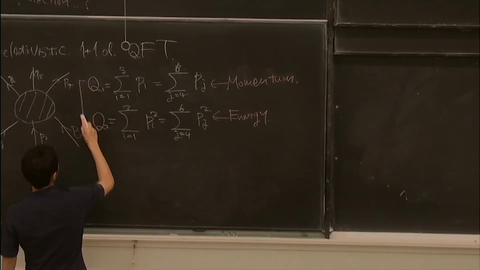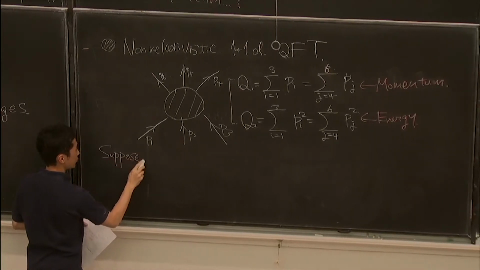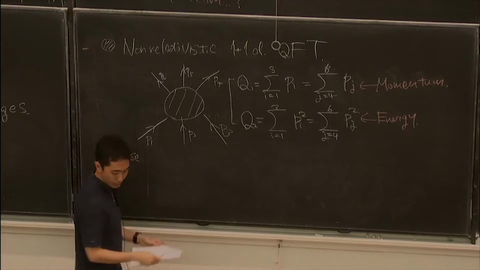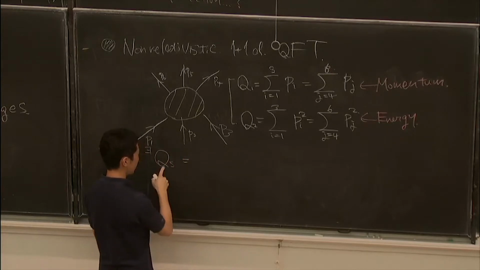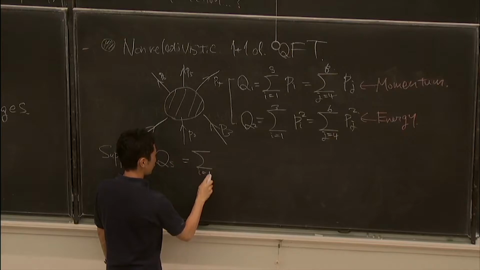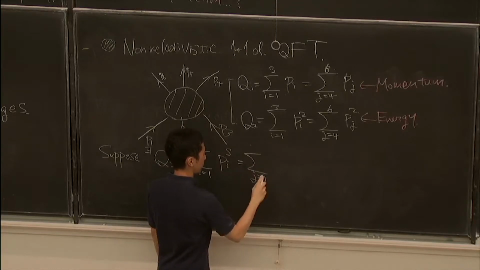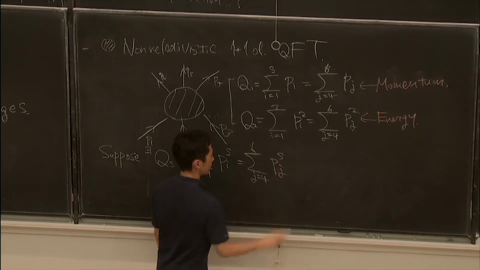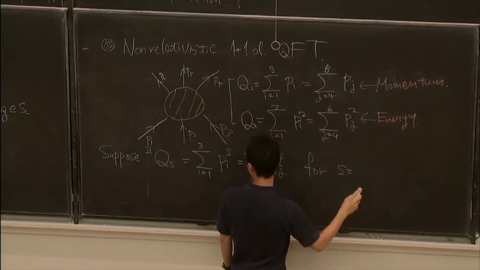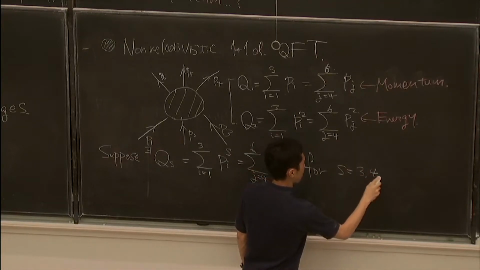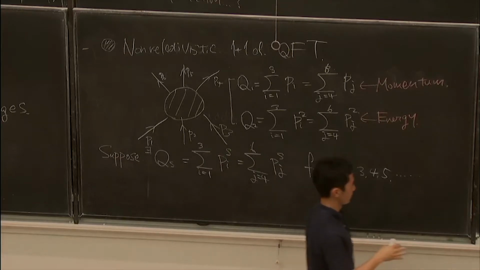But now I want to analyze the consequence of imposing the following. Suppose that, in addition to these two conserved charges, there are infinitely many conserved charges, which I denote by Q_s. These are given by the expression sum of P_i to the power s, and they are conserved: the sum of P_i^s equals the sum of P_j^s, for all possible integers s greater than 2. And the next thing I want to do is to analyze the consequence of this.